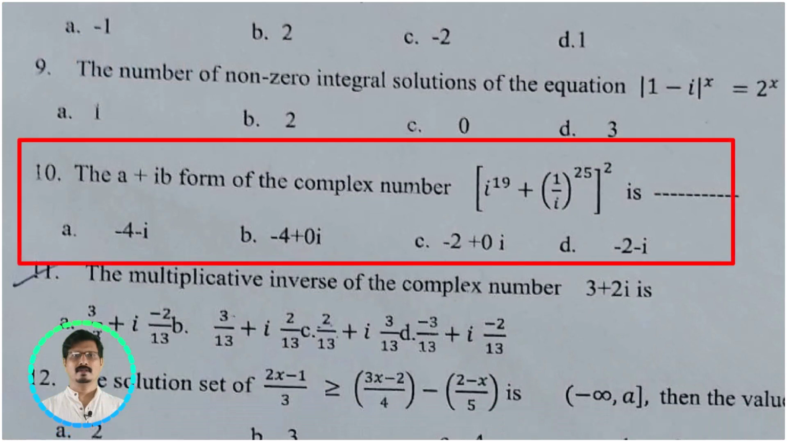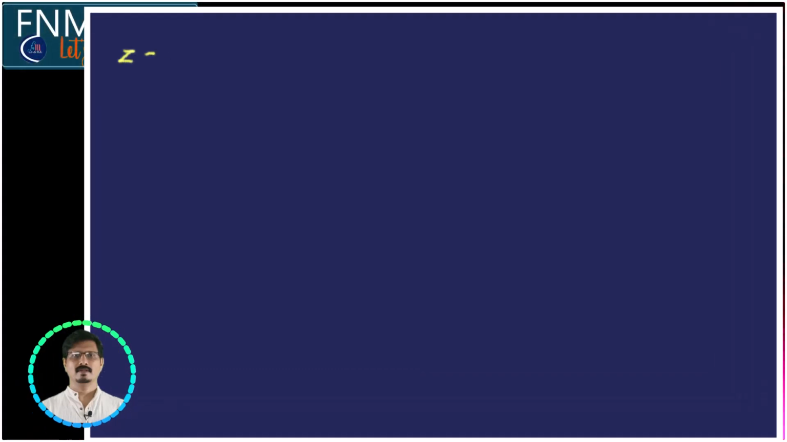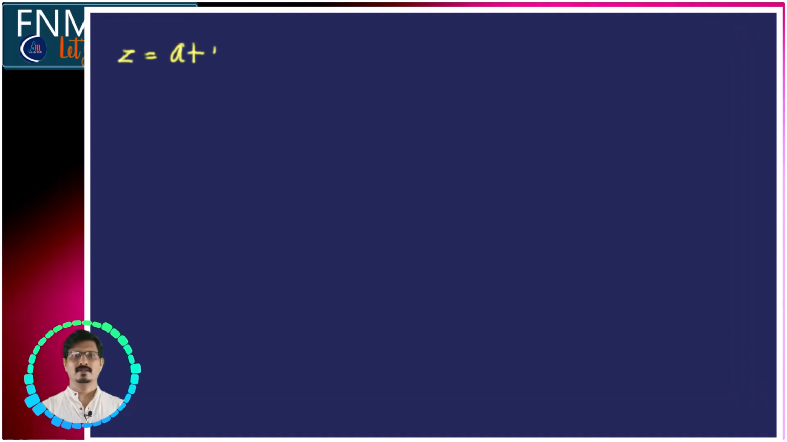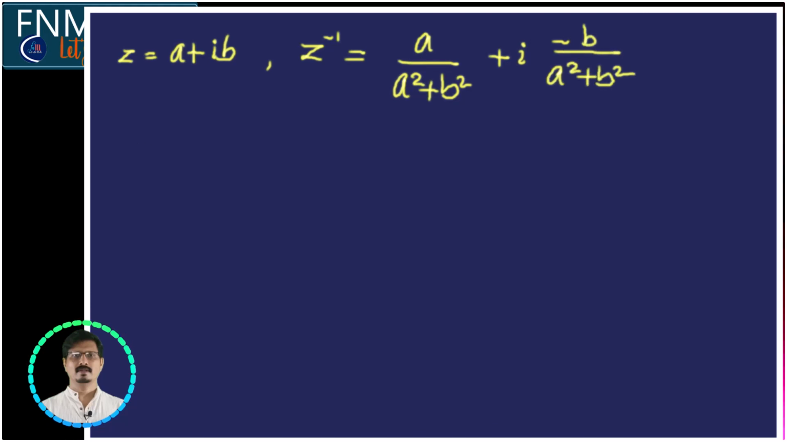In this question, we need to find the multiplicative inverse of the complex number 3 plus 2i. In any complex number, say z equal to a plus ib, the inverse of z is defined as a by a square plus b square plus i into minus b by a square plus b square.